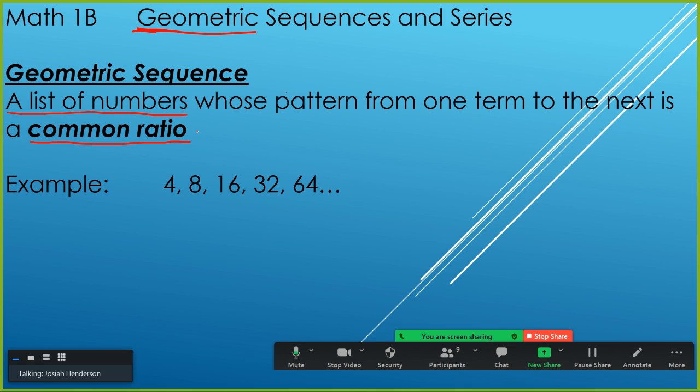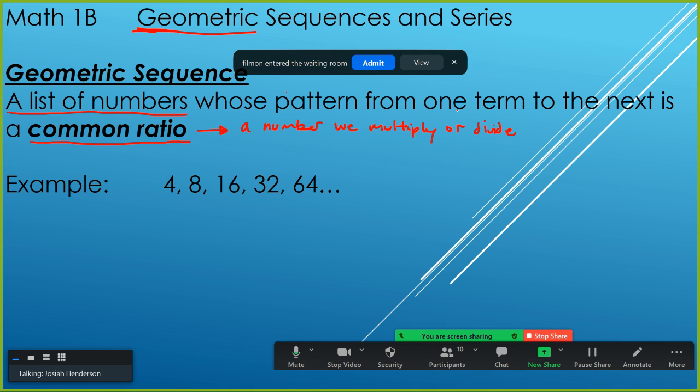What does this mean? The ratio means not a number that we're adding and subtracting to get to the next term in the list, but a number that we multiply or we divide. So that's the difference between our geometric sequences and then our arithmetic sequences like we saw yesterday and on Monday.